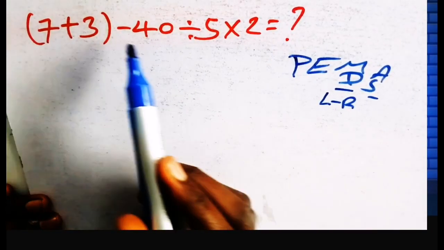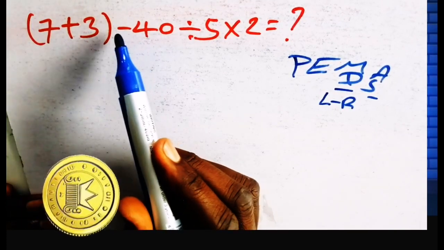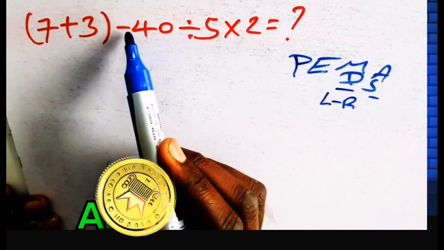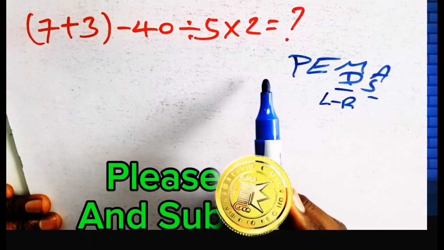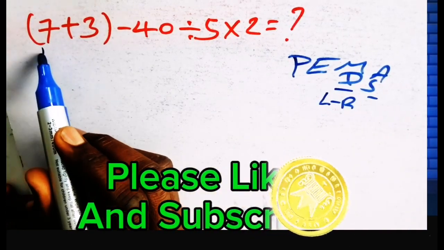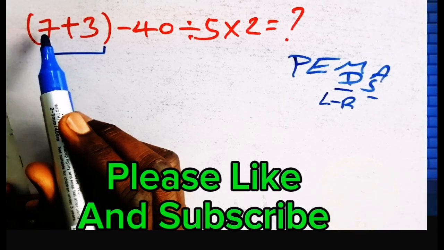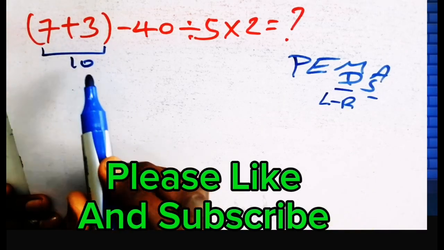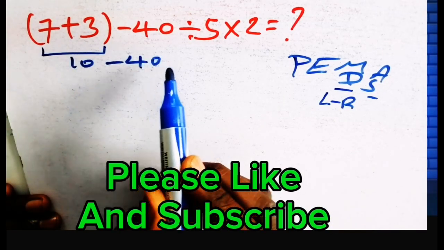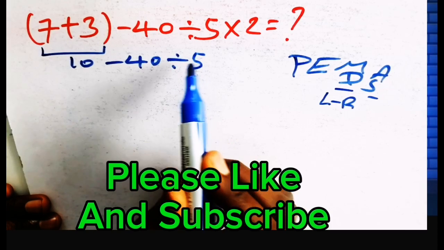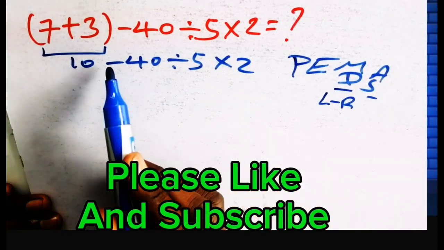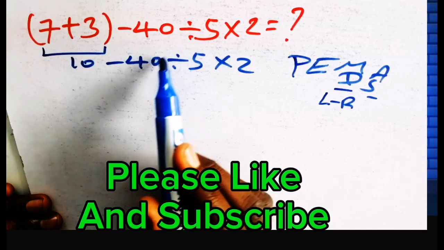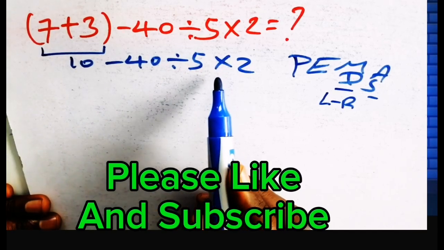So in this expression, there is one parenthesis here, one subtraction, one division, and one multiplication. Therefore, according to PEMDAS, first we have to do this parenthesis. Inside the parenthesis, 7 plus 3, which equals 10, minus 40, divided by 5, then times 2. Okay? In this expression, there is one subtraction here, one division, and one multiplication.